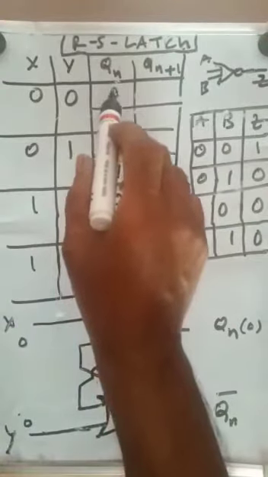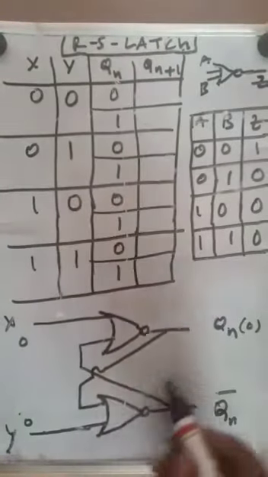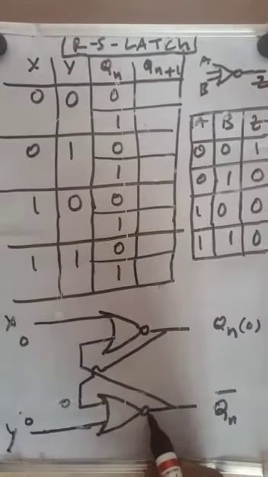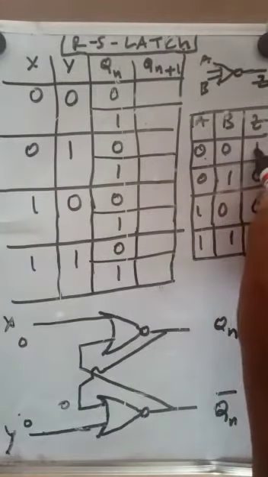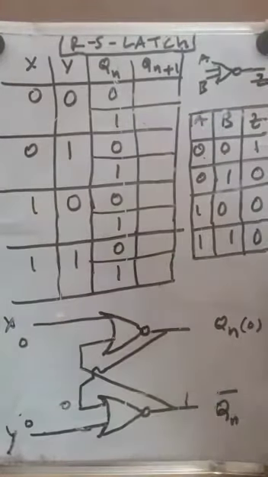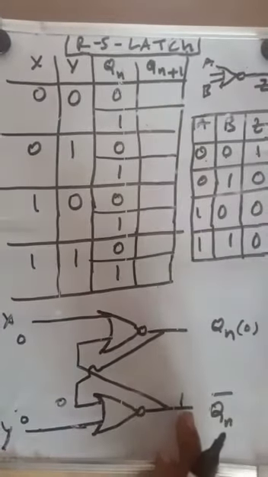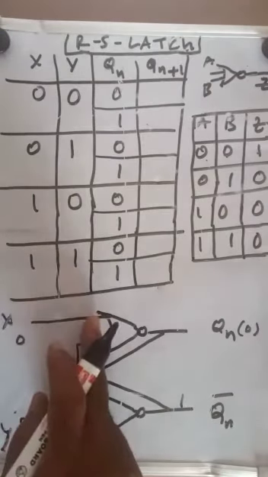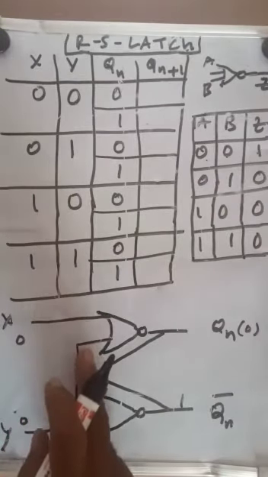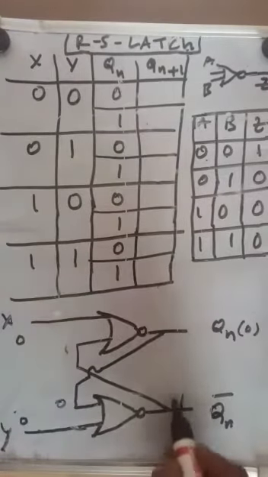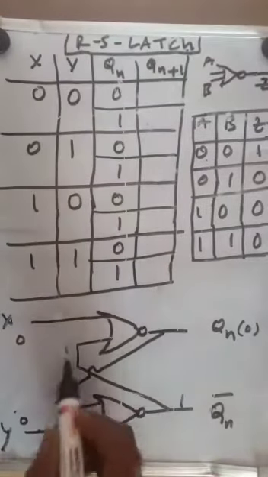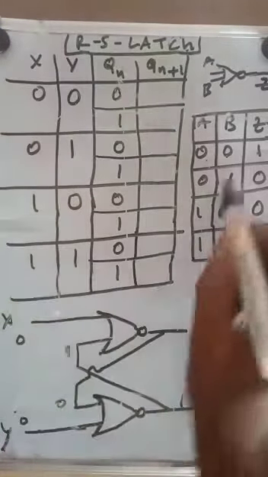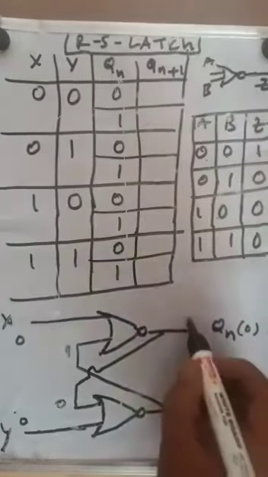The present output is 0 before giving inputs. So 0 is coming to this NOR gate. 0 plus 0 means 1. Now this 1 is coming to the other gate, and here 0 is the input. 1 and 0 means the output is 0. Here this is applied because it is a back-to-back connection, so 1 and 0 means the output is 0.